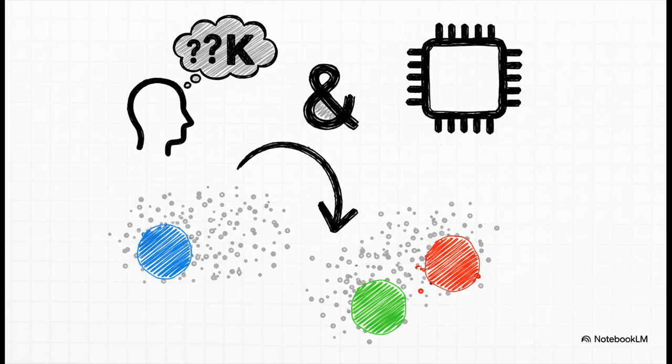And here's where you come in. This is so important. The K in k-means isn't some magic number the computer just guesses. Nope, it's a number of clusters you, the human, tell it to find. Do you think there are 2 groups in your data? Or maybe 3? Or 10? You have to set K. It's really a partnership between your intuition and the machine's power.